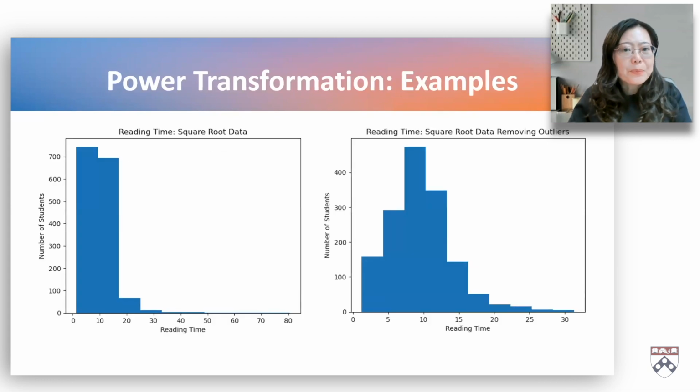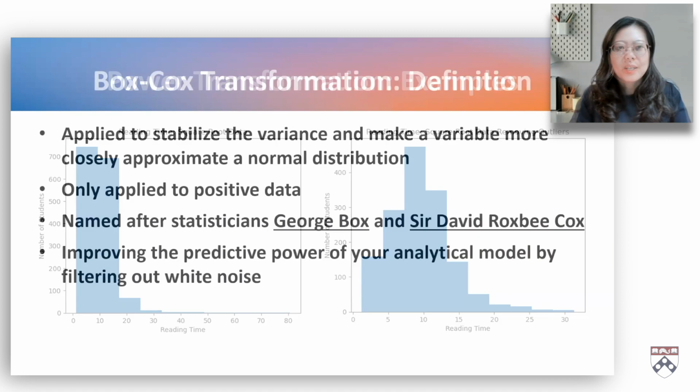In this example, square root transformation was applied to reading time. Reading time distribution looks more normal.